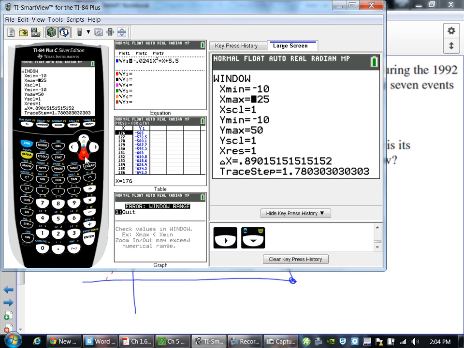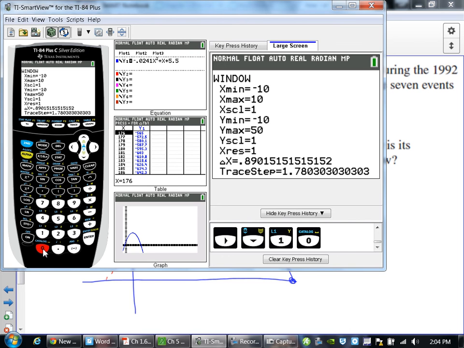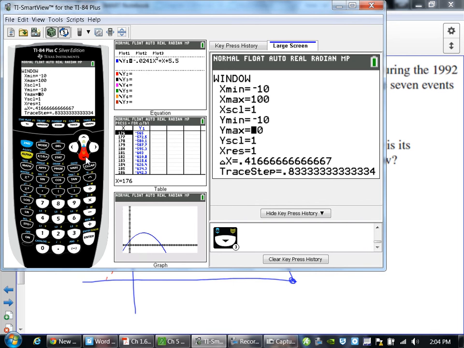Realistically, how far do you think someone's throwing a shot put? 50 feet? 100 feet? Think someone's throwing a shot put 100 feet? Probably not. So let's just make our maximum, I tried to open the door, it didn't work. Let's put our x maximum at 100. We should be able to see it. How high up do you think she's throwing the shot put? Maybe 20 feet, maybe 25 feet, I don't know. I haven't thrown a shot put since I was in 8th grade.